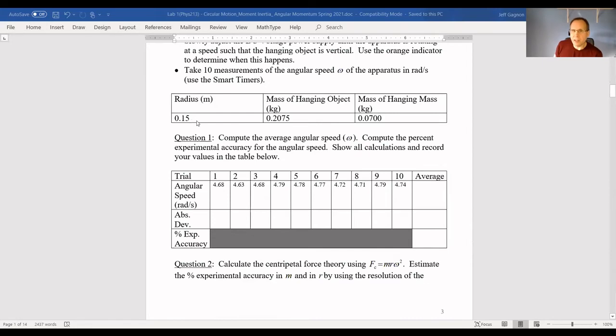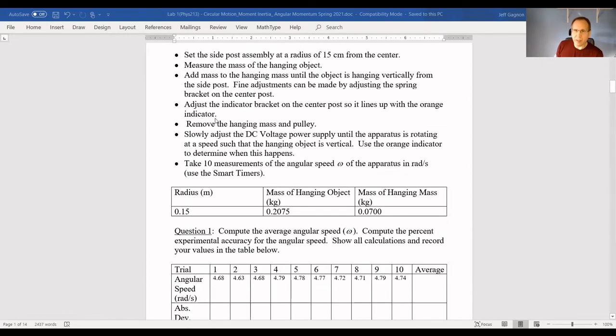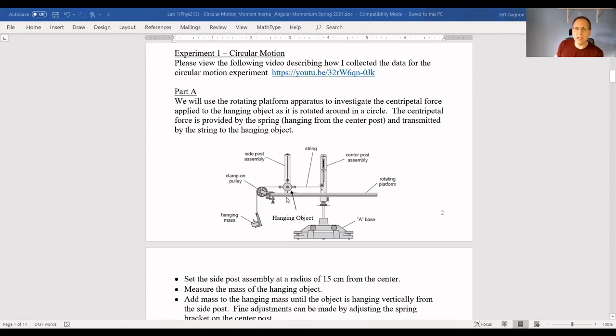Okay, here's some information. The radius is 0.15 meters. So this post right here is 0.15 meters away from the center, or when the hanging object is hanging vertically, its center is exactly 0.15 meters away from the center. So that's the radius as it rotates around.